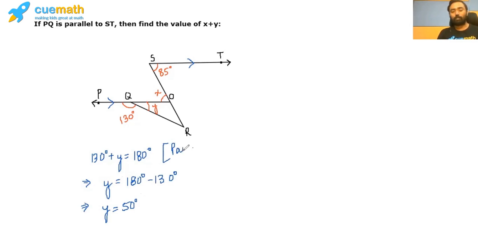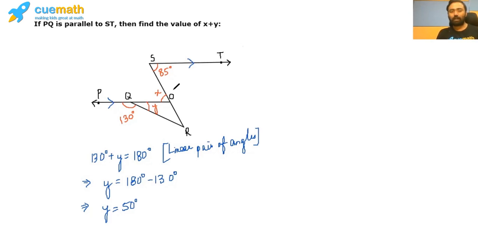Now, what is the reason that the sum of these two angles is 180 degrees? Because they form a linear pair of angles, and we know that a linear pair of angles adds up to 180 degrees. So basically we got the value of Y as 50 degrees. Let us now find the value of X, and we know that the line PQ is parallel to ST. It means that PO is also parallel to ST because PQ and PO are the same line.